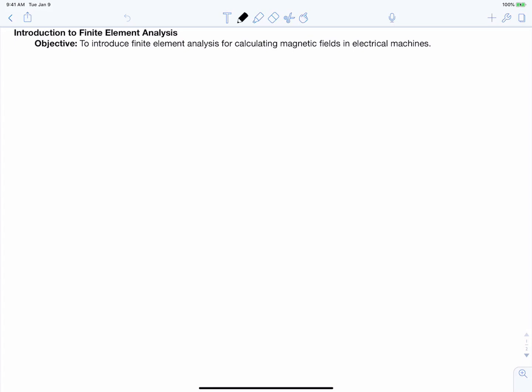The objective of this video is to introduce finite element analysis techniques for calculating magnetic fields in electrical machines. When it comes to solving Maxwell's equations, we have two fundamentally different pathways that we can pursue.